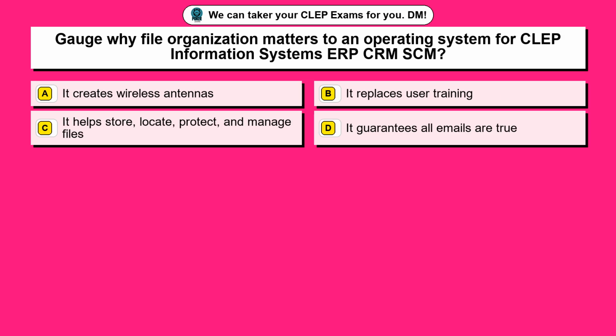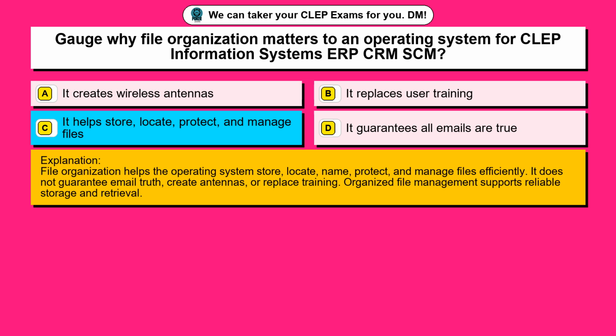Question 89. Gauge why file organization matters to an operating system for CLEP Information Systems ERP CRM SCM. Option A. It creates wireless antennas. Option B. It replaces user training. Option C. It helps store, locate, protect, and manage files. Option D. It guarantees all emails are true. The correct answer is Option C. It helps store, locate, protect, and manage files.